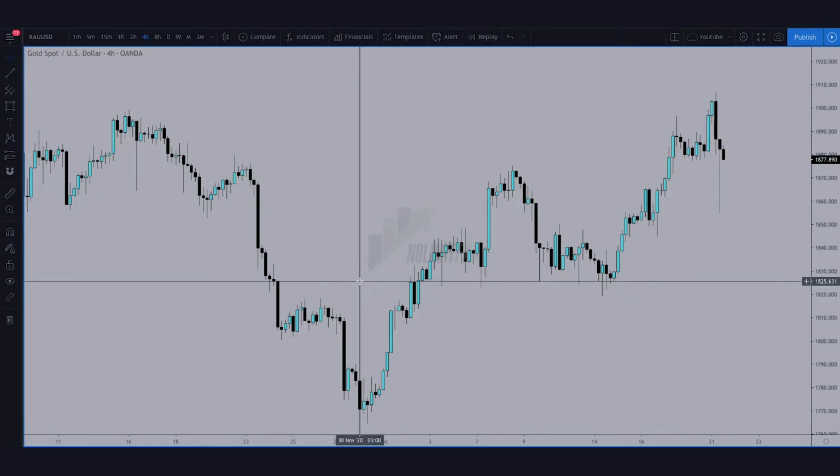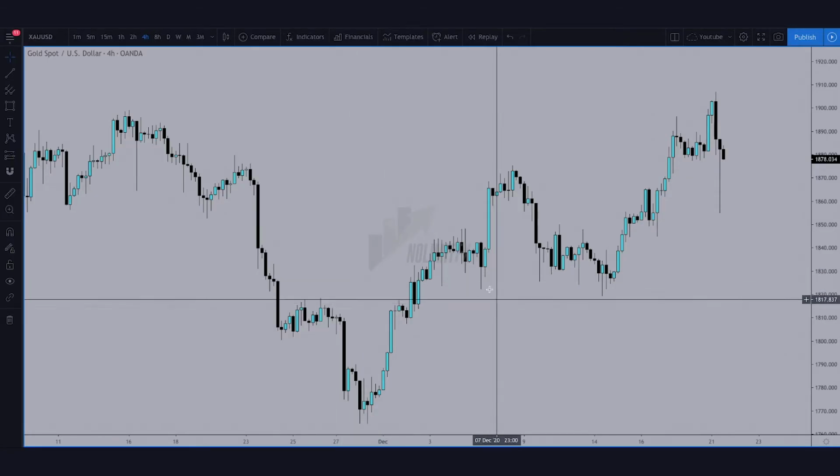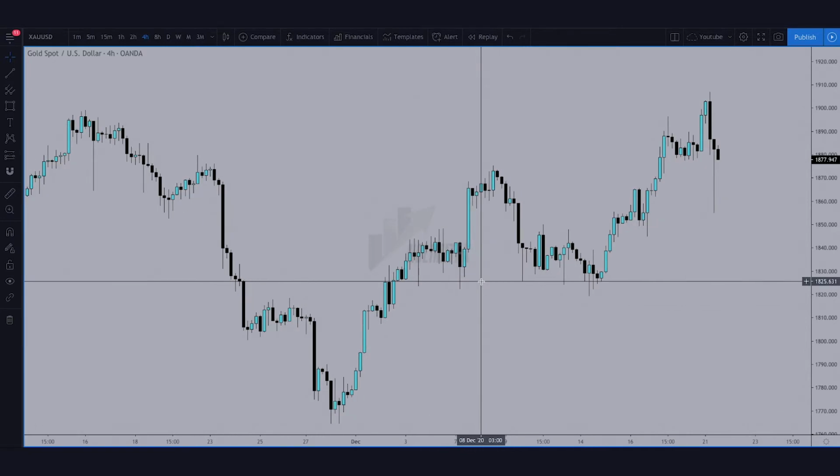Guys, that is the core concept of how I trade the double tops and bottoms. So let's go on to the charts and show you some live examples. So my fellow traders, now it's time to find some live examples on the charts.